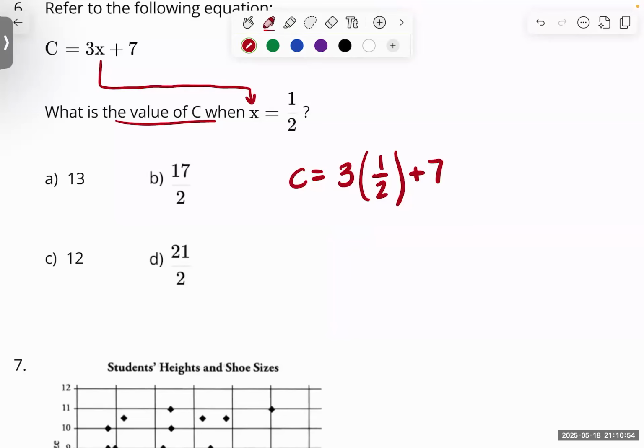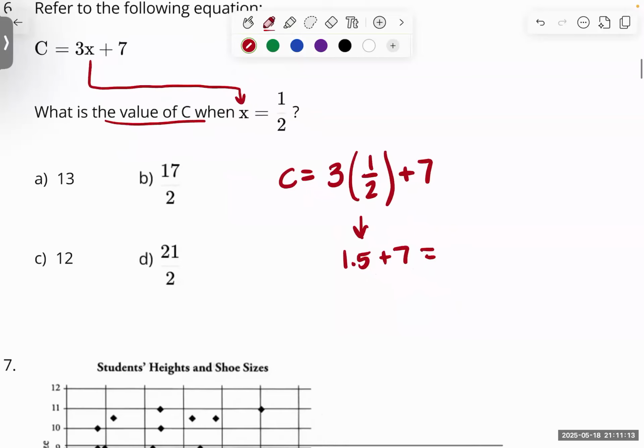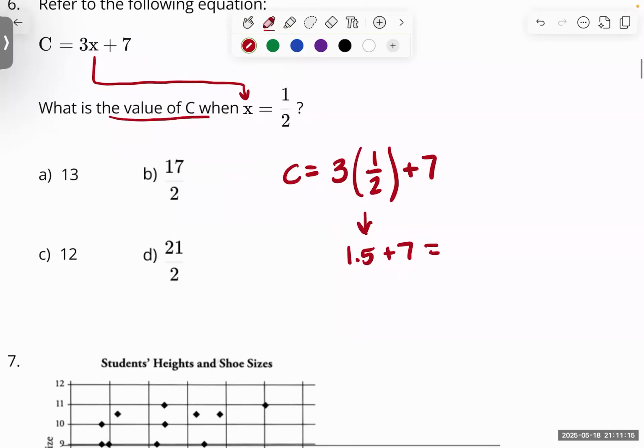So if you plug this in your calculator, this is 1.5 plus 7. Whether you use decimals or not, it does not matter. Or if you want to work with fractions, you can do that as well. But for the test, it's all about strategy. And I highly recommend you use strategies for this.